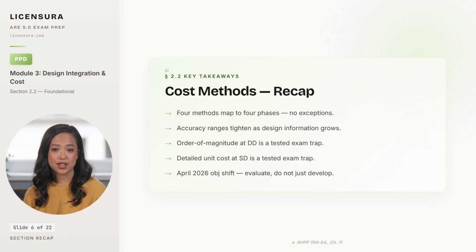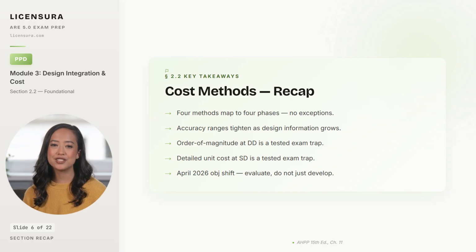5 takeaways on cost estimating methods by phase. 4 methods map to 4 phases: order of magnitude to programming, square foot or parametric to SD, assemblies to DD, and detailed unit cost to CDs, and the exam will punish you if you swap them. Accuracy ranges tighten as design information grows, from plus or minus 30% at the start to plus or minus 5% at the end, and you must disclose the range honestly to the owner.